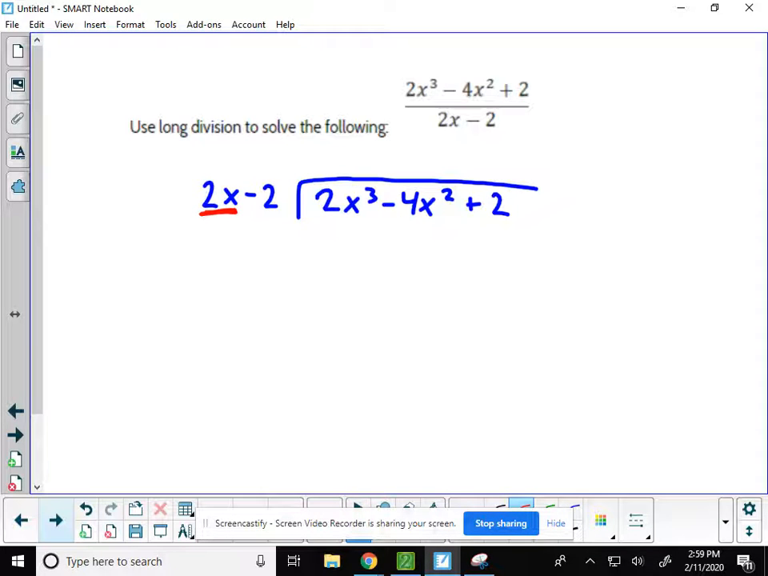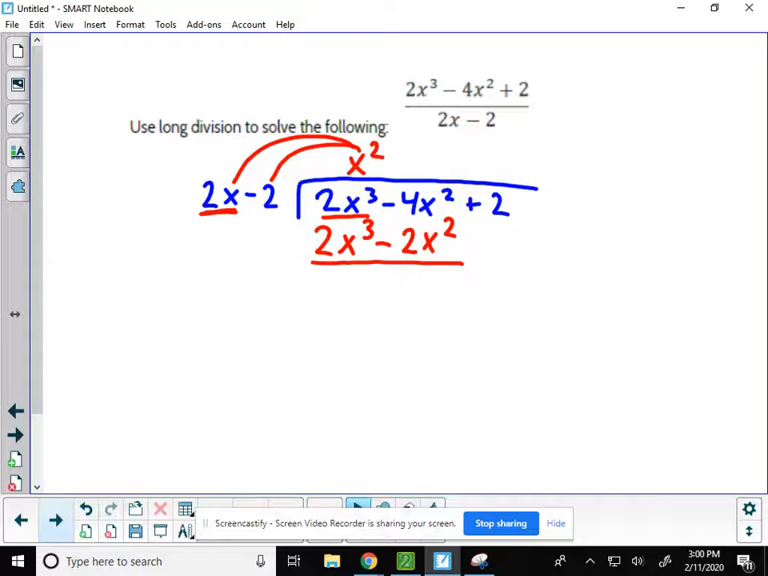We're saying what times 2x gives me 2x to the third. Okay, so I need 2 more x's, so I need x squared. Distribute this to both. I get 2x to the third minus 2x squared. Okay, now I'm subtracting this. So when you subtract this, that will go away. When you subtract this, watch carefully because this becomes plus plus because you're subtracting a negative. So this is going to be negative 2x squared, and we're going to drop down plus 2.